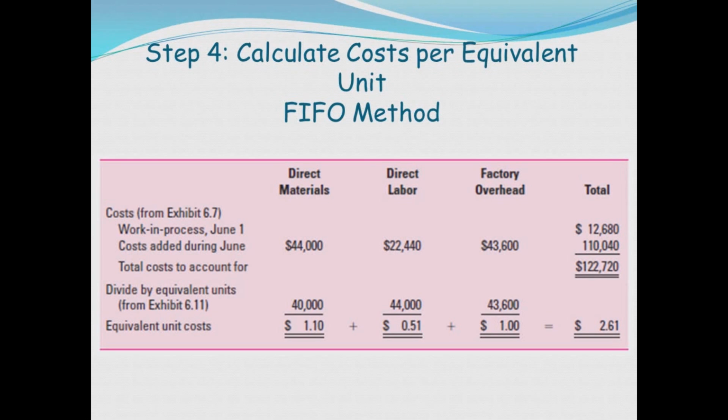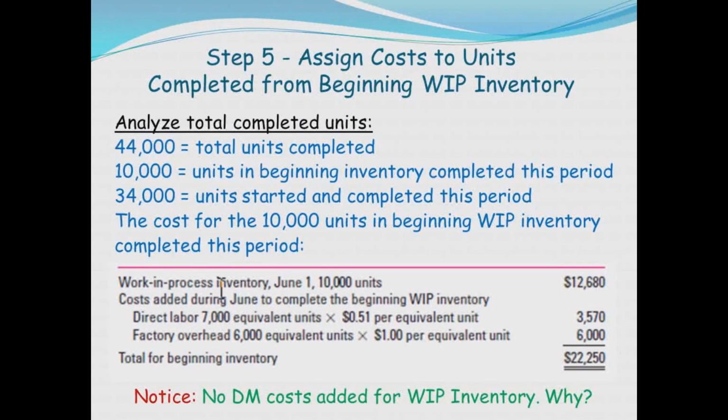Okay, step 5. Now we get to assign some costs. This is where it gets a little bit more complicated. We want to assign costs to different categories. You want to assign the costs to the units that were in beginning inventory. You want to assign costs to the units that we started and completed, and then separately assign costs to those that were going into next period.